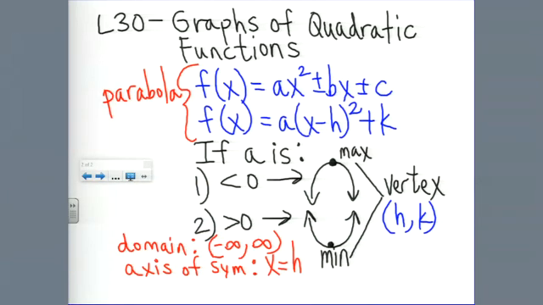The next thing you'll have to find is something called the axis of symmetry. The axis of symmetry is a vertical dotted line that cuts our parabola in half. And the axis of symmetry tells us that both halves of the parabola are mirror images of each other. And to find the axis of symmetry, you express it as an equation, x equal to whatever h is from your vertex.